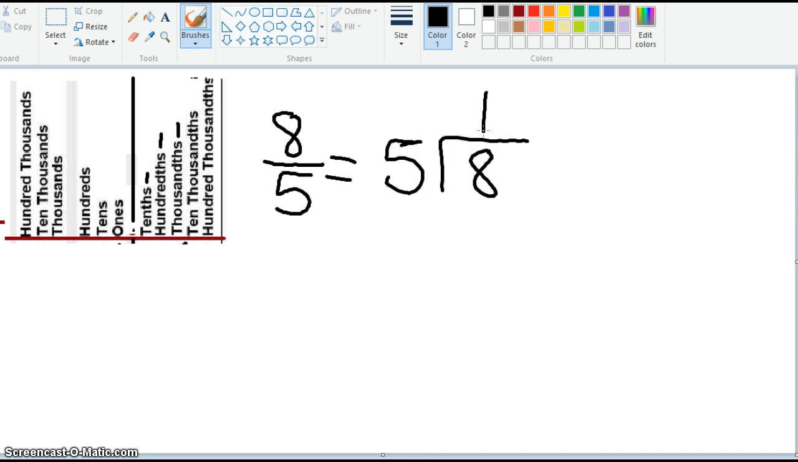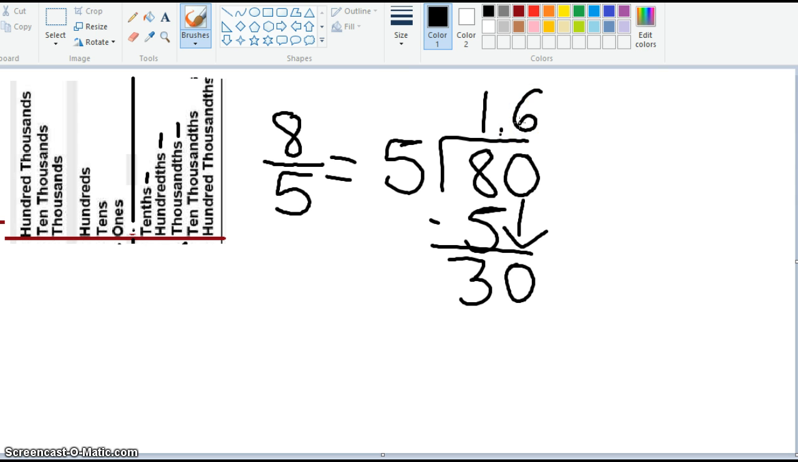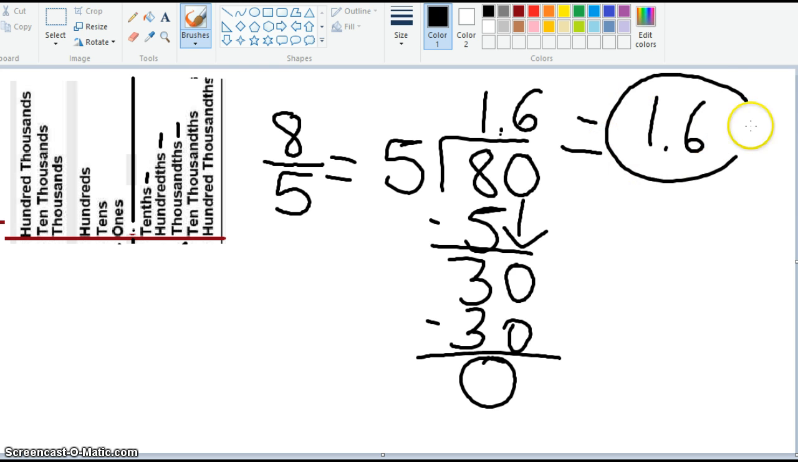Well, I'm just going to simply go 5 times 1 is 5. So I'm going to subtract this and get a 3. There's no numbers after the 8 right here, so I'm going to make this a 0, but making sure I have a decimal point after the 1. I'm going to bring this 0 down, and it's going to become 30. So in this example, I already know that this is going to be pretty easy because 5 times 6 is 30. So therefore, my answer when I say convert 8/5 into a decimal is going to be 1.6.